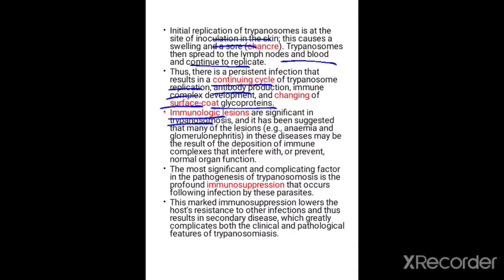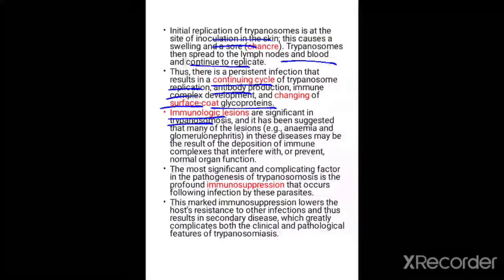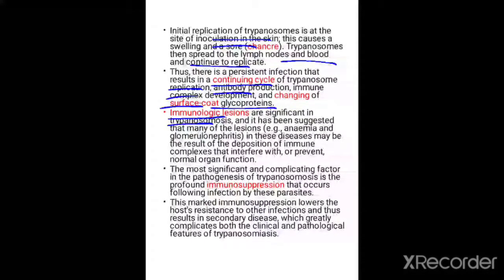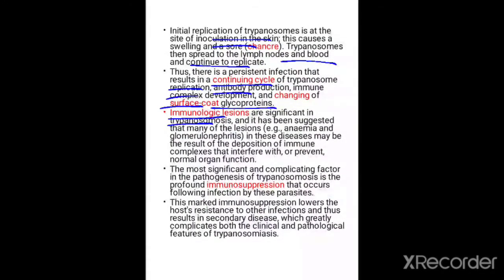glomerulonephritis in this disease may be the result of the deposition of immune complexes that interfere with or prevent normal organ functions. And the most significant and complicating factor in the pathogenesis of trypanosomosis is the profound immune suppression that occurs following the infection by these parasites. This marked immune suppression lowers the host resistance to other infections and thus results in secondary disease.